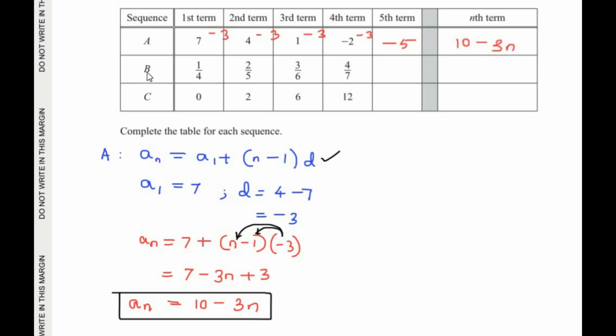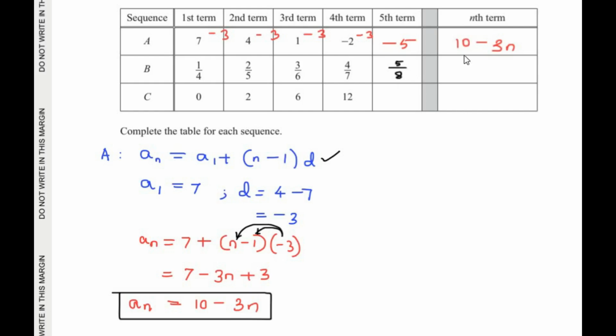Now moving on to the B sequence. Here we see a certain pattern in the numerator and in the denominator. In the numerator it starts with 1, 2, 3, 4. So we can say that the numerator of the fifth term is going to be 5 over. Now in the denominator you can see it is 4, 5, 6, 7. So it is going to be 8 over here. So here we have 5 over 8.